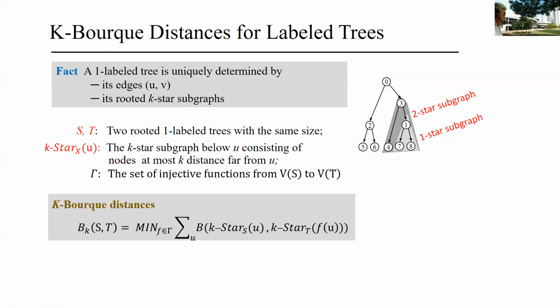The order K bulk distance is equal to the minimum of the sum of the bulk distance between a K-star subgraph of S and its image K-star subgraph of T, over all possible one-to-one mappings from the K-star subgraphs of S to the K-star subgraphs of T. So this is the formal definition. Through minimal weight matching on a bipartite graph, we can also define the order K bulk distance between two trees S and T of different sizes.